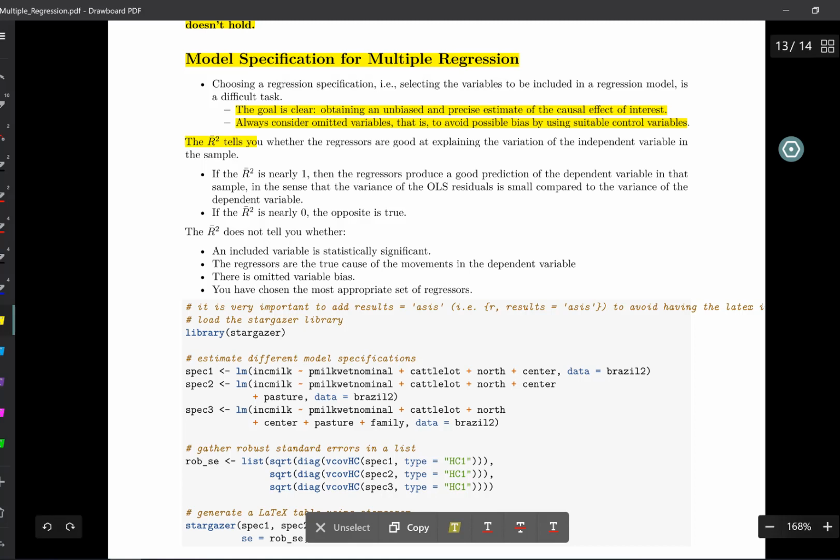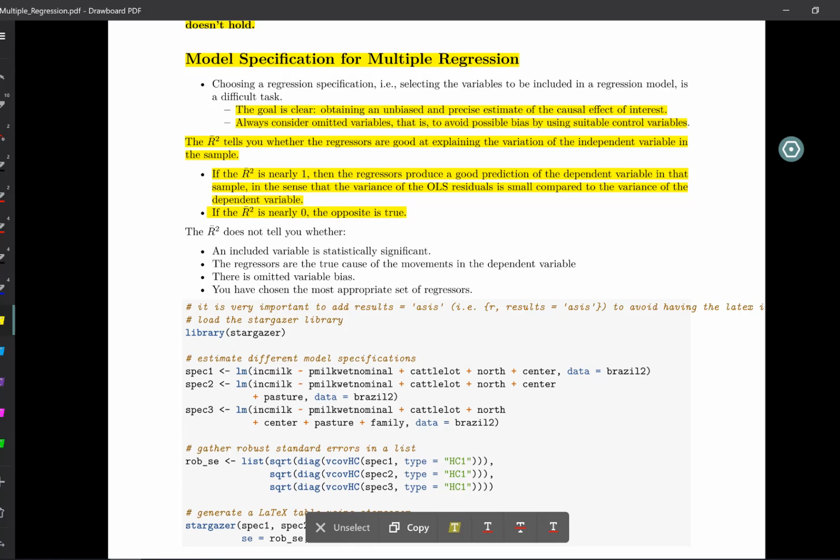The adjusted R square tells you whether the regressors are good at explaining the variation of the dependent variable in the sample. If this number is near 1, then the regressors produce a good prediction of the dependent variable in that sample, in the sense that the variance of the OLS residuals is small compared to the variance of the dependent variable. If the adjusted R square is nearly 0, the opposite is true.